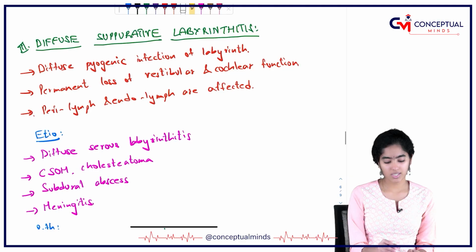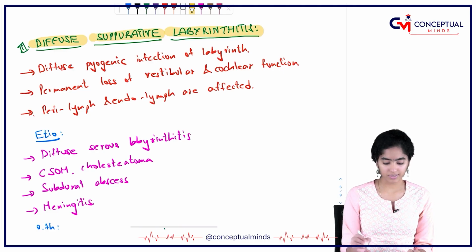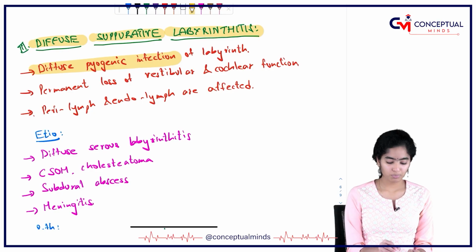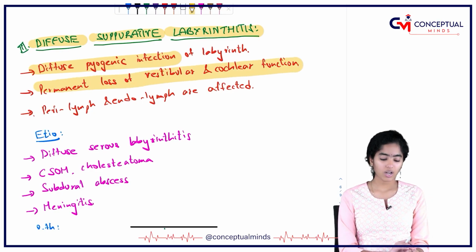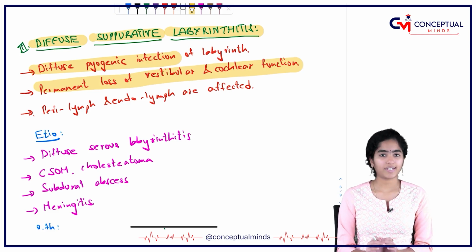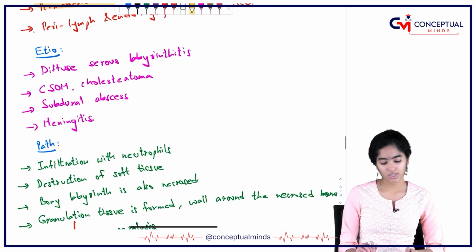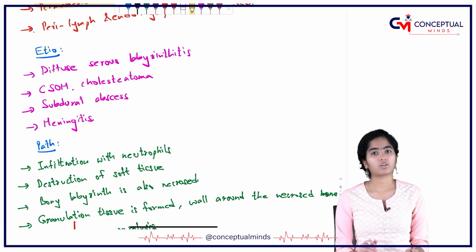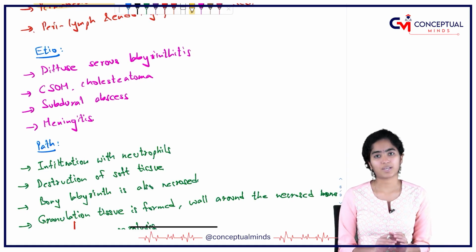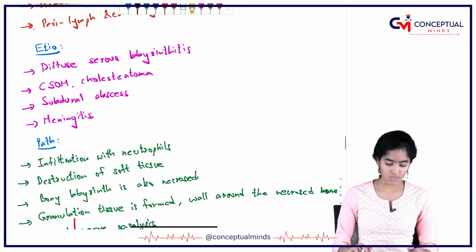Coming to diffuse suppurative labyrinthitis, there is diffuse pyogenic infection. And the most important feature, there is permanent loss of vestibular and cochlear functions. The perilymph and endolymph are affected, and etiology is this usually follows diffuse serous labyrinthitis. It could be after CSOM or cholesteatoma. It could be from a subdural abscess or from meningitis also.